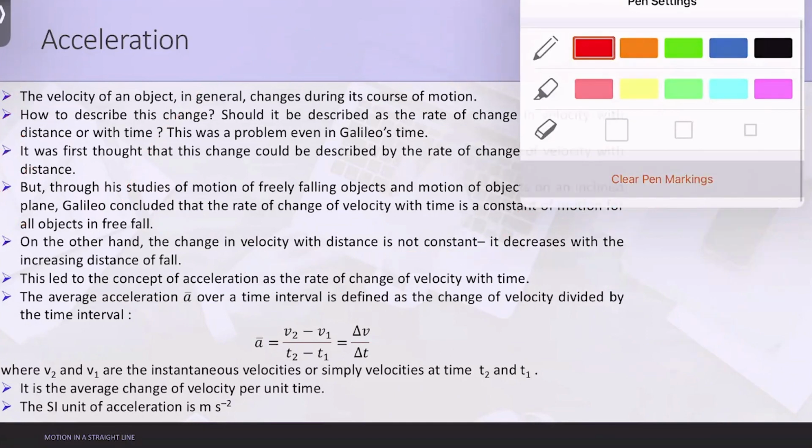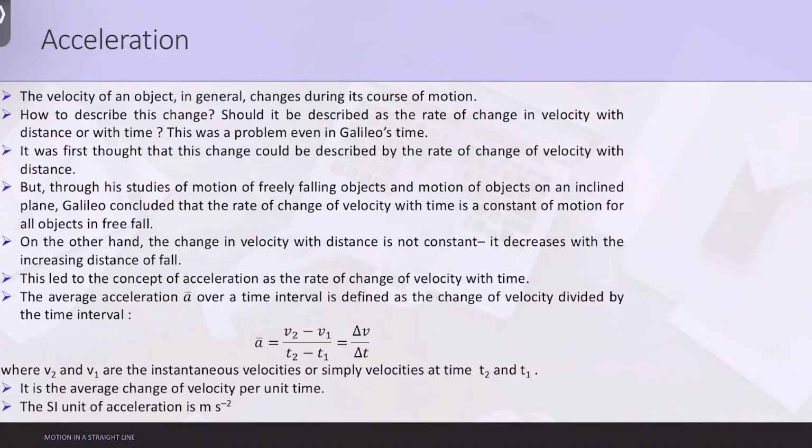Let's remove everything and start afresh. Acceleration is nothing but the rate of change of velocity. How do we write the rate of change of velocity? It is delta v upon delta t. That is the rate of change of velocity with time.